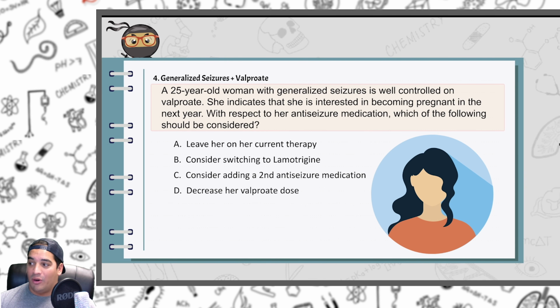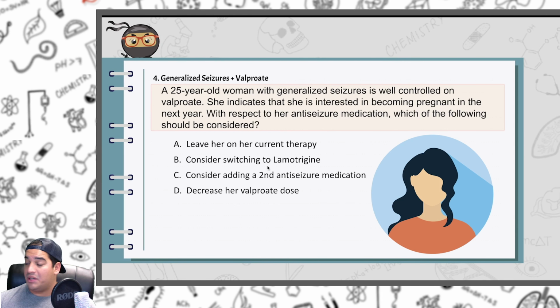Remember, valproate, carbamazepine, and phenytoin, fosphenytoin have teratogenic effects, so I need to avoid those drugs at all costs. So I would just discontinue her off of that, and if I could switch to something that has less toxic effects. And so leave her on her current therapy.